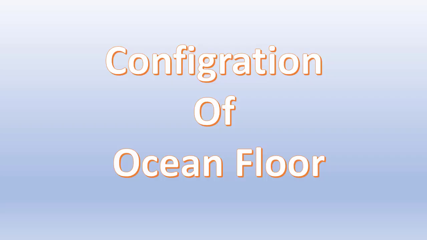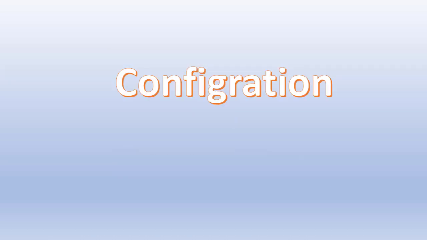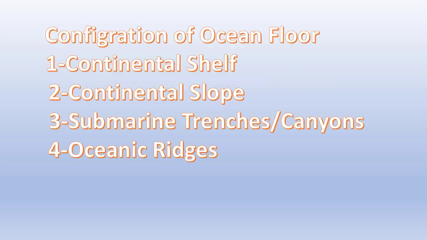Our today's topic of discussion is configuration of ocean floor. Let's know what the meaning of configuration is. Configuration is an arrangement of parts or elements in a particular form or combination. Dear students, like the earth, the surface of the ocean floor is not uniform as well. Ocean floor is divided into the following parts.